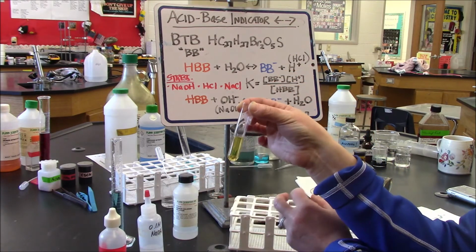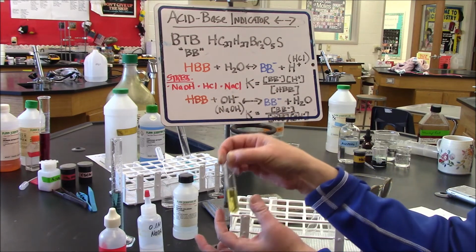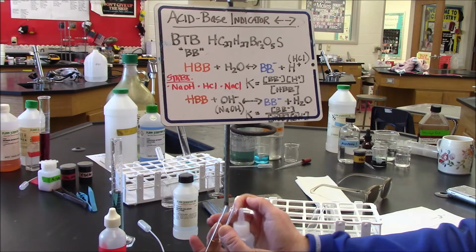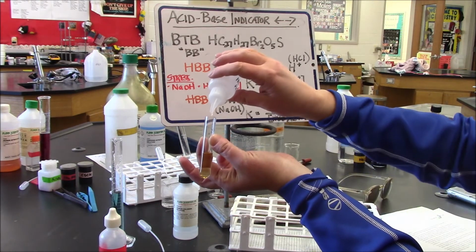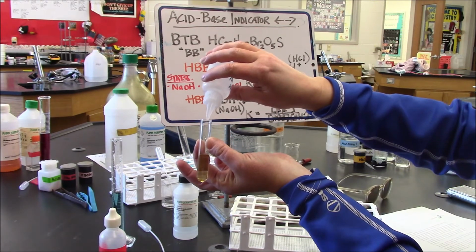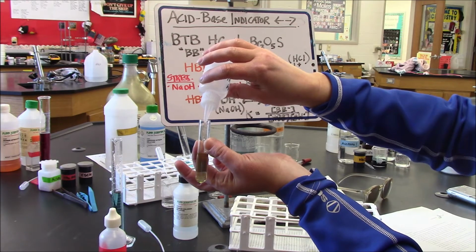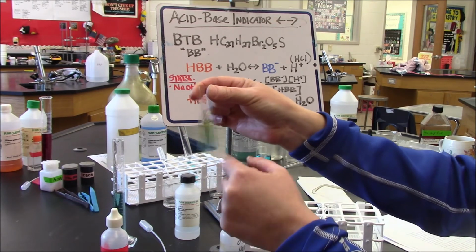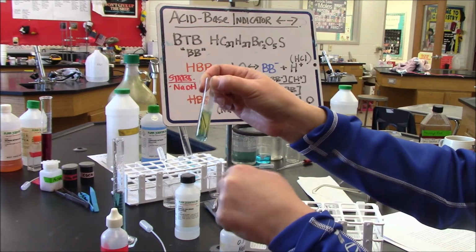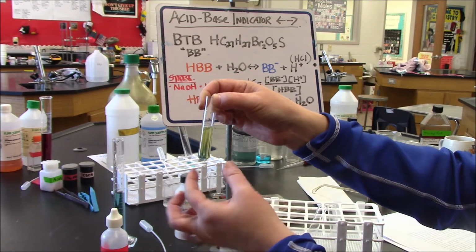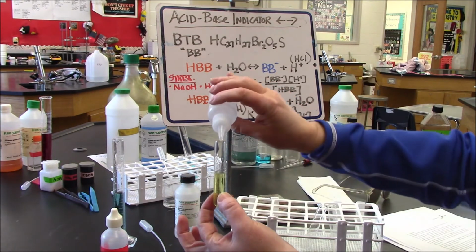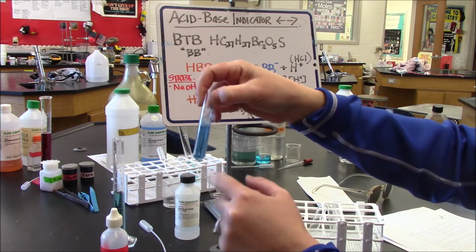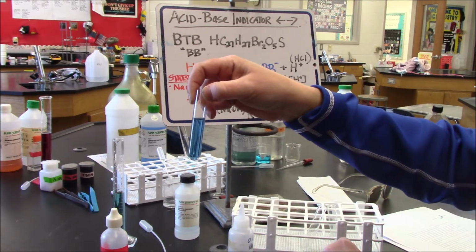Now that I have the acid form of the indicator, I'm going to add base. And as I add base, you can see that my equilibrium is shifting away. It's still a little bit yellow, but if I continue to add base here, I get it to shift back to blue.